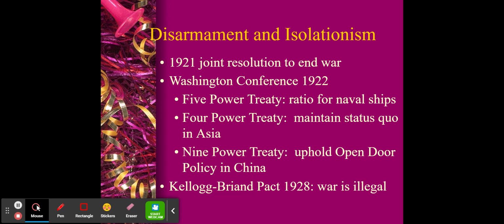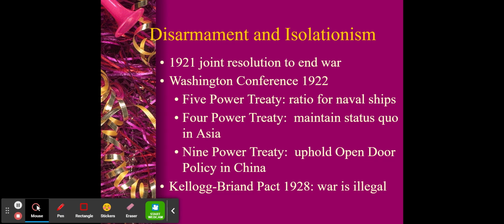We also see with the four power treaty, the focus here is on maintaining the status quo in Asia. Status quo means keep things the way they've always been. Let's not try to take each other's quote unquote property or colonial possessions, right? That contest for imperialism had been one of the reasons leading into World War One. And then finally, for the Washington Naval Conference, the Nine Power Treaty. All the countries at the Washington Naval Conference agreed to maintain that open door policy in China, that nobody's going to carve China up and thus potentially lead to a future war.